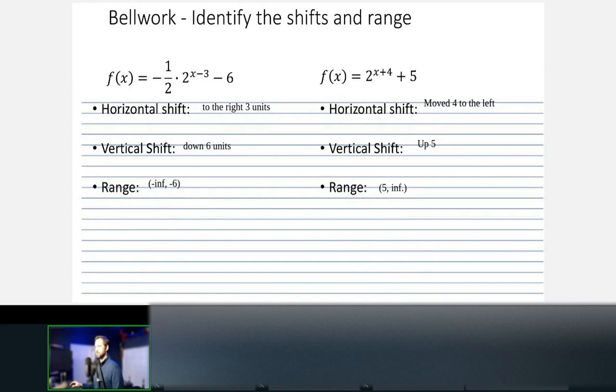That was weird. Okay, so because of the negative symbol here, it causes the whole graph to flip upside down. So the range is actually negative infinity up to -6. Remember, the vertical shift determines basically where the horizontal asymptote is at. So it approaches -6, but doesn't actually quite get there.